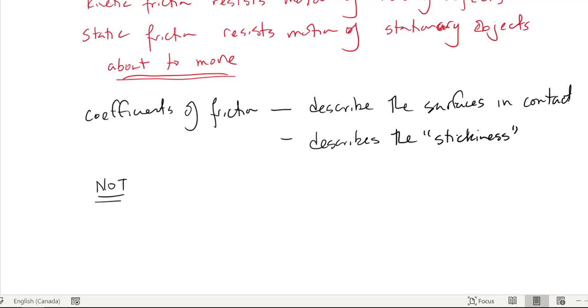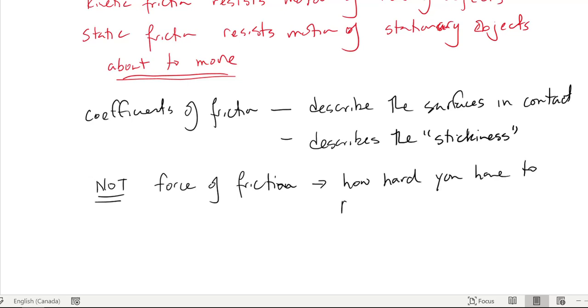It's important to remember, coefficient of friction is not equal to the force of friction. This just tells you how sticky the surface is. Force of friction is how hard you have to push or pull to overcome friction. Now, obviously, if it's more sticky, you're going to have to pull harder, but there's more to it than just that. So it's important that you know the difference.